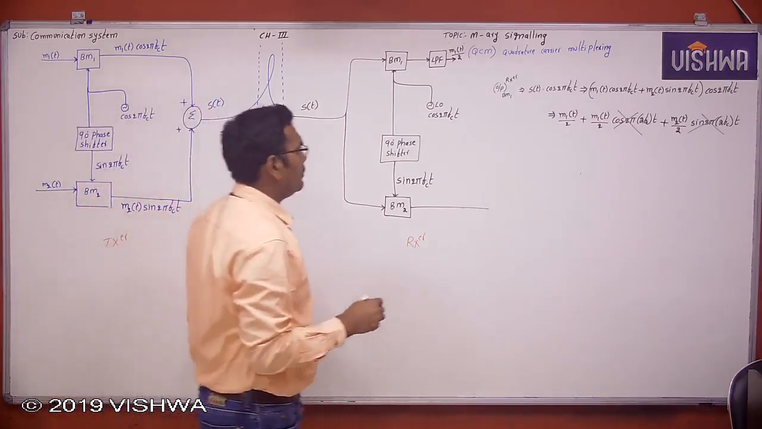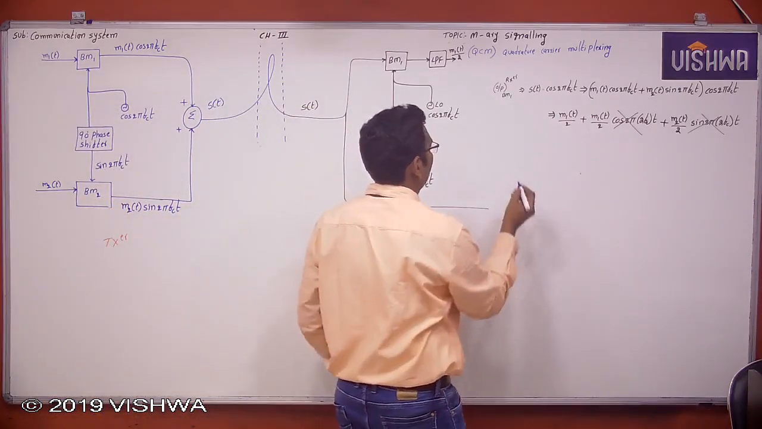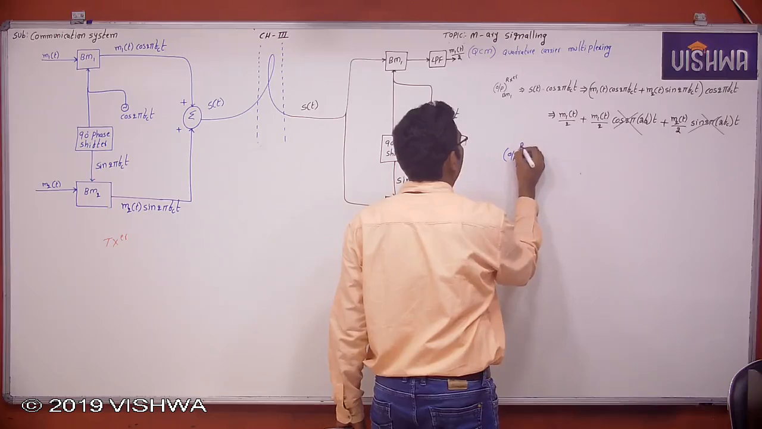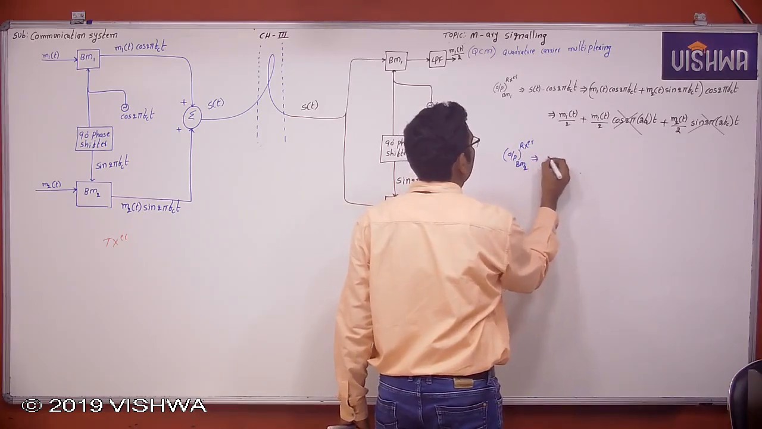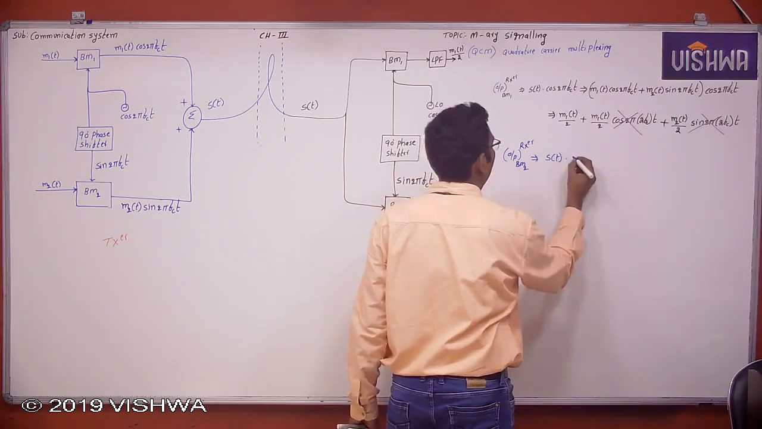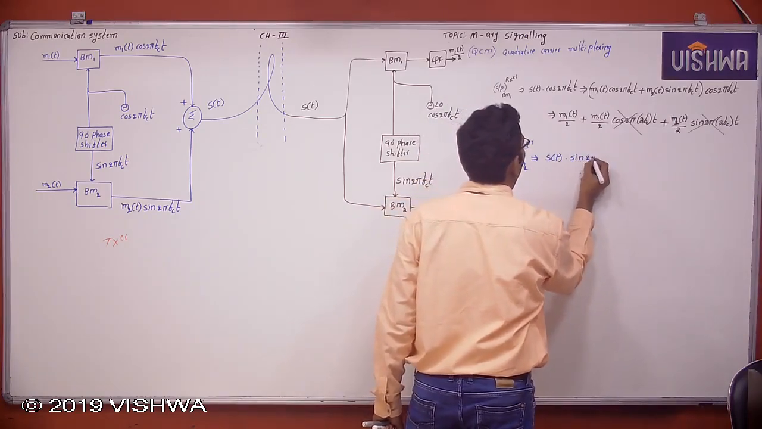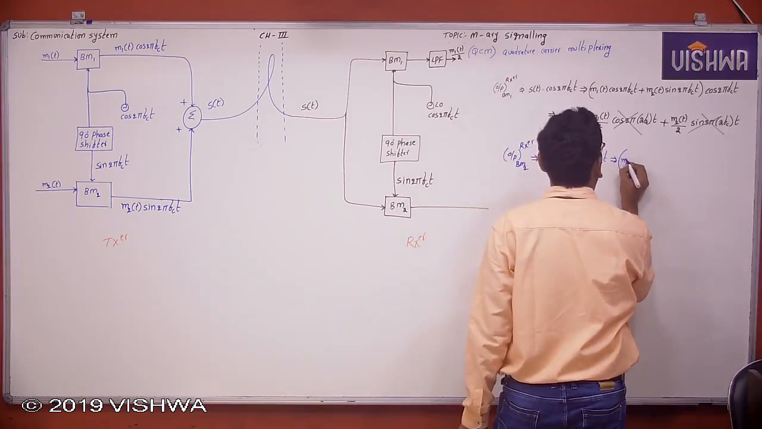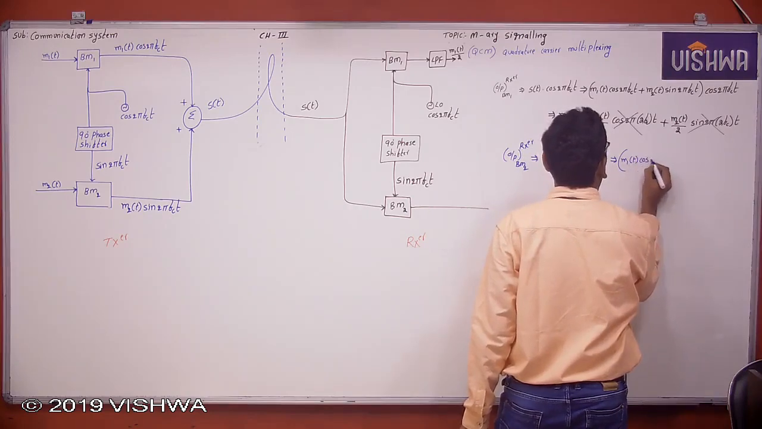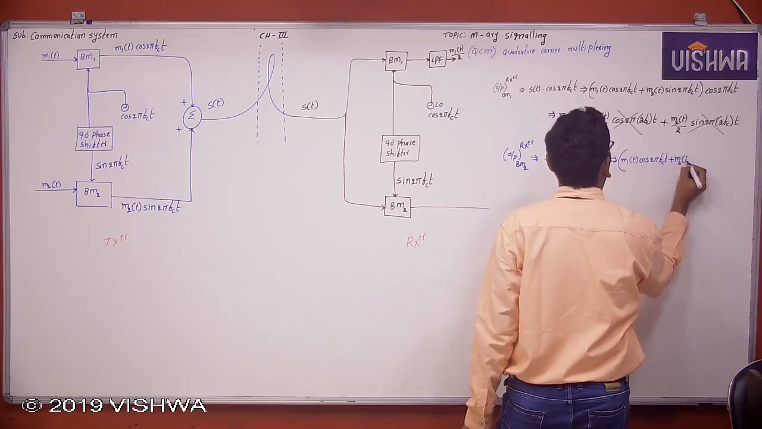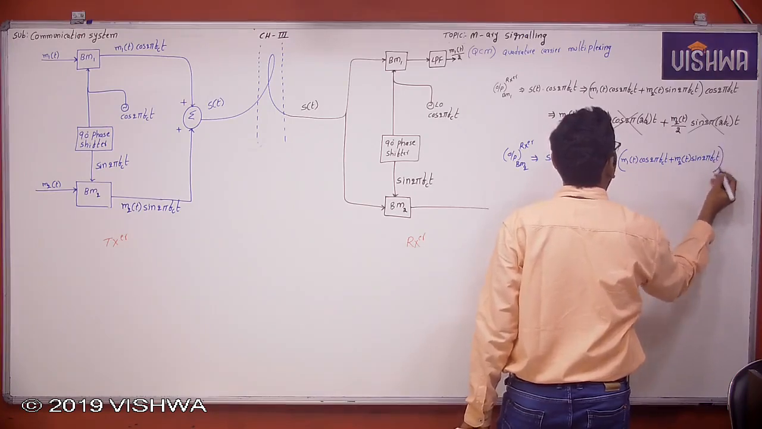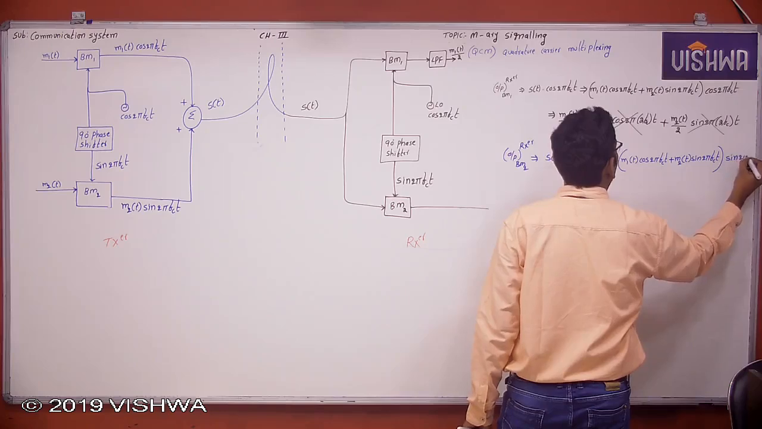Now in the same manner, the output of balanced modulator 2 at the receiver side is nothing but S of t multiplied with sin 2 pi fct, which is nothing but m1 of t into cos 2 pi fct plus m2 of t into sin 2 pi fct, into sin 2 pi fct.